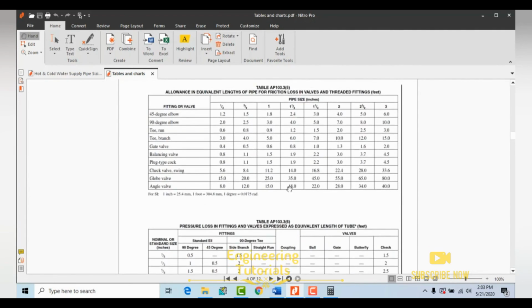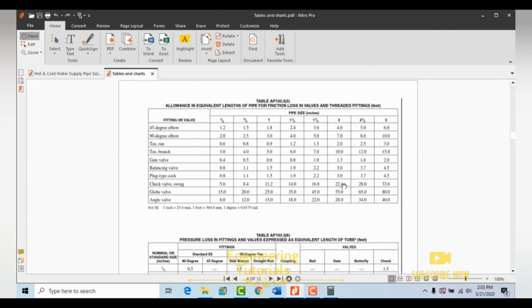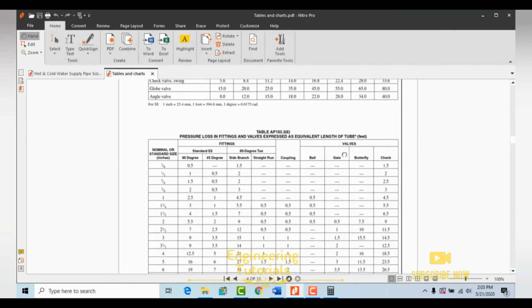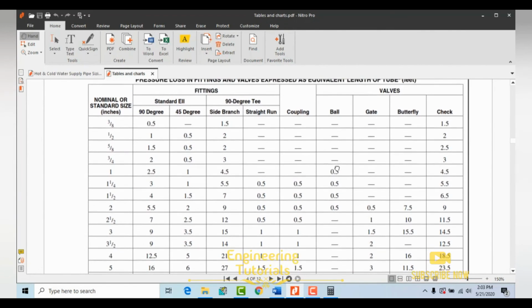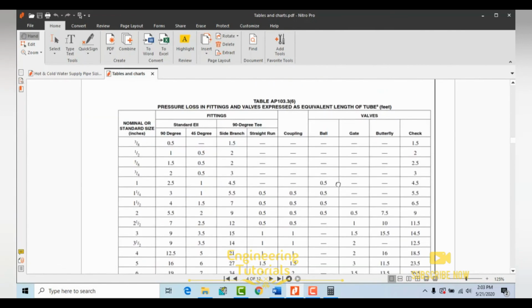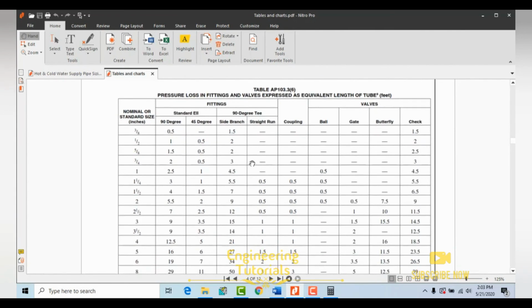This one, as you can see, is for the threaded fitting. Since we are using copper tubing, we are going to use this table over here. So we know that we have a gate valve. You can see we have a 2.5 inch gate valve, and its equivalent length is 1 feet. And we have a 2.5 inch side branch T, and its equivalent length is 12 feet.